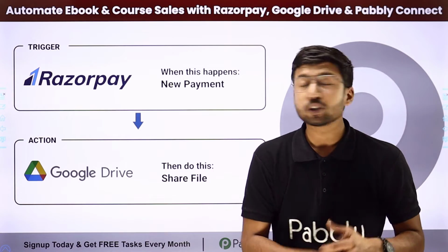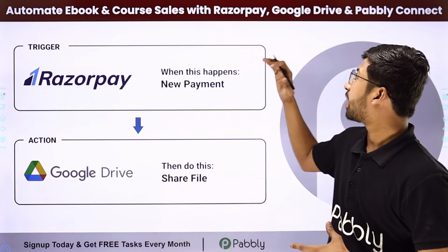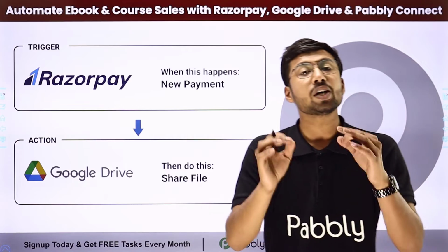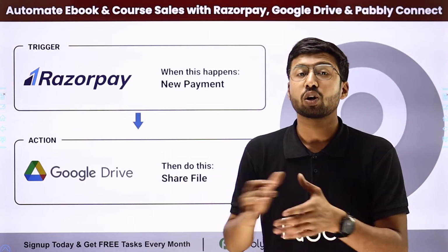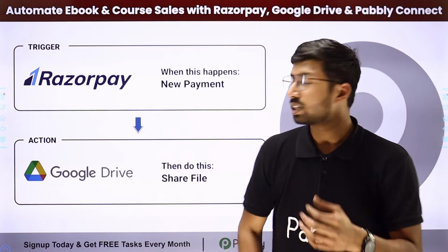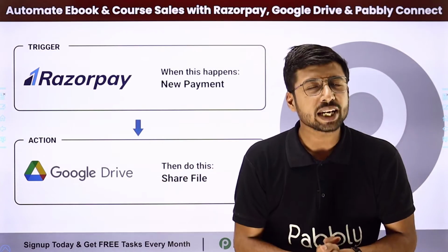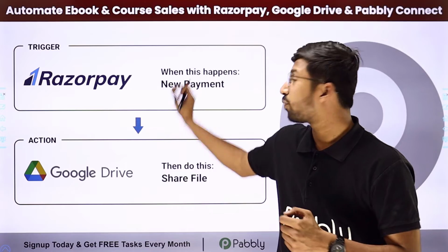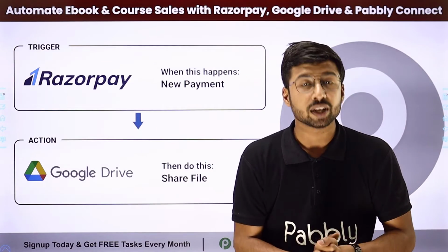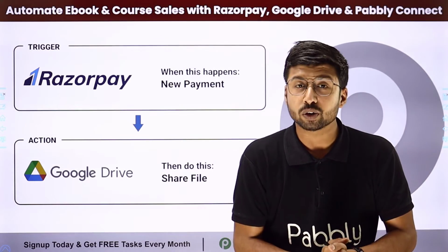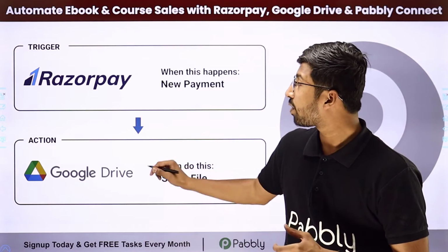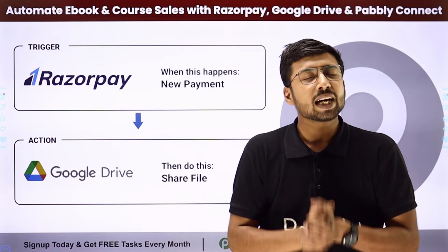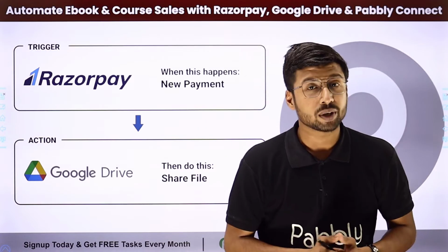So in this video, we are going to learn how to automate ebooks and course sales with Razorpay, Google Drive and Pabbly Connect. Let's say you are selling some online ebooks or courses and you are storing those files in your Google Drive. And to collect the payment from your customer, you are using Razorpay. But the manual process over here is whenever you receive a new payment on Razorpay, you have to manually validate that payment and share the files from your Google Drive with them on email. But let me tell you, with Pabbly Connect, you can automate this process.